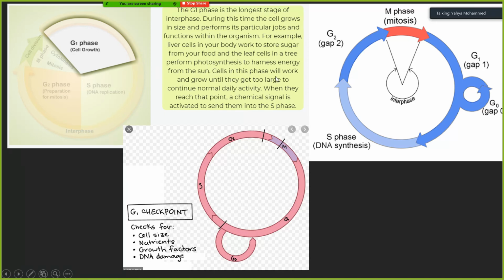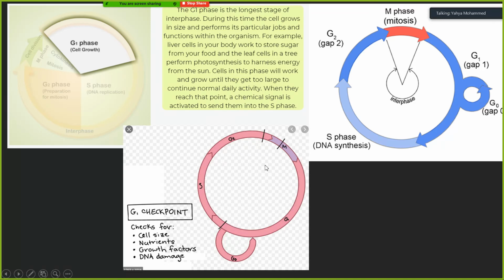So the cell is growing, building up its resources, getting slightly bigger in size and getting ready to go into cell division, right? During this time, the cell is doing what it's normally supposed to be doing. For example, liver cells are storing sugar, leaf cells are performing photosynthesis. They're just going to keep growing during this phase until they get too large to continue normal daily activity, right? So we notice here.